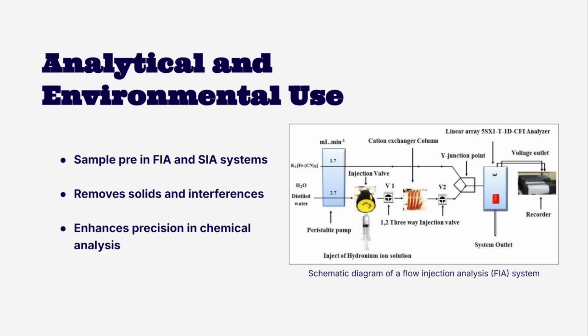The diagram on the right depicts a flow injection analysis system, which is used for the determination of hydronium ions. It illustrates the integration of dialysis and analytical chemistry setups to remove interferences and suspended solids, thereby enhancing the accuracy and reliability of chemical measurements.